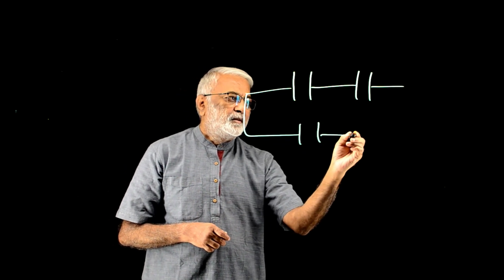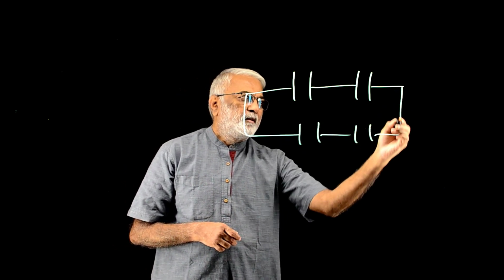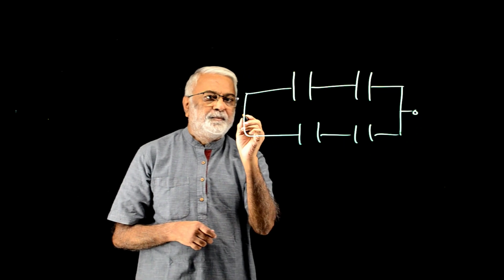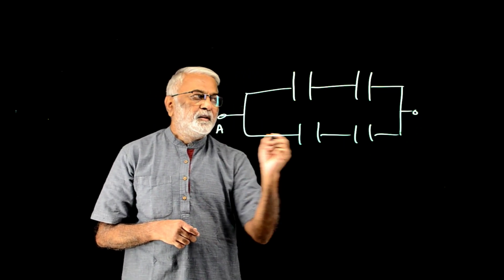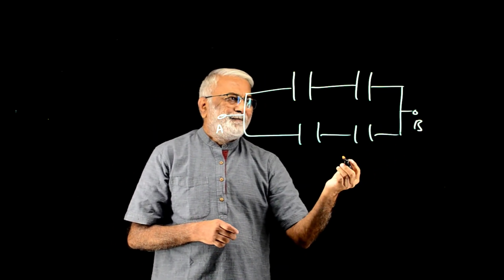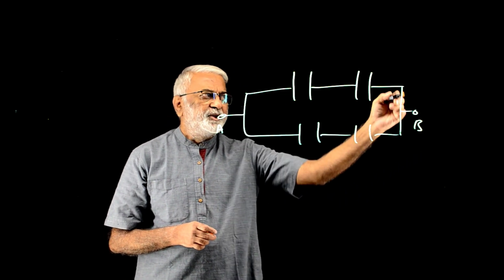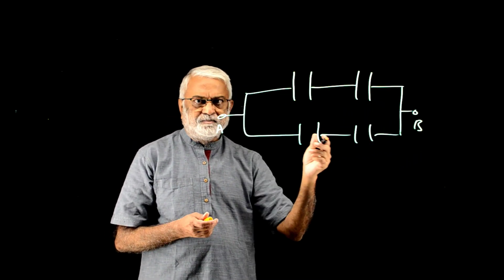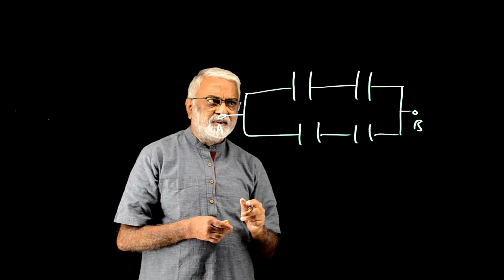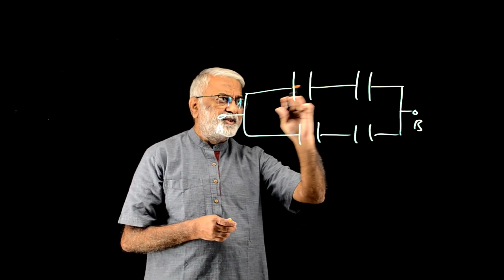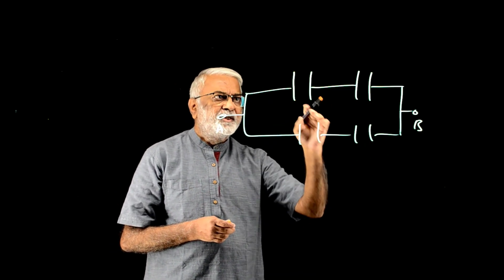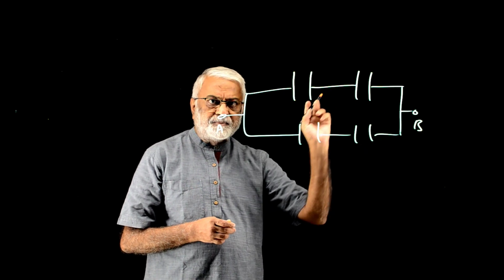Consider a network of capacitors like this. This is simple enough. We have a branch here, and another branch between junctions A and B, and they're in parallel. These are in series, these are in series, and this branch and this branch are in parallel.